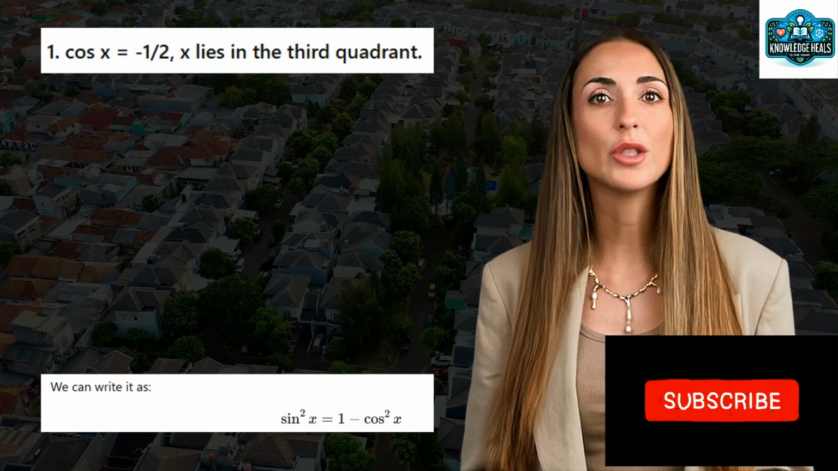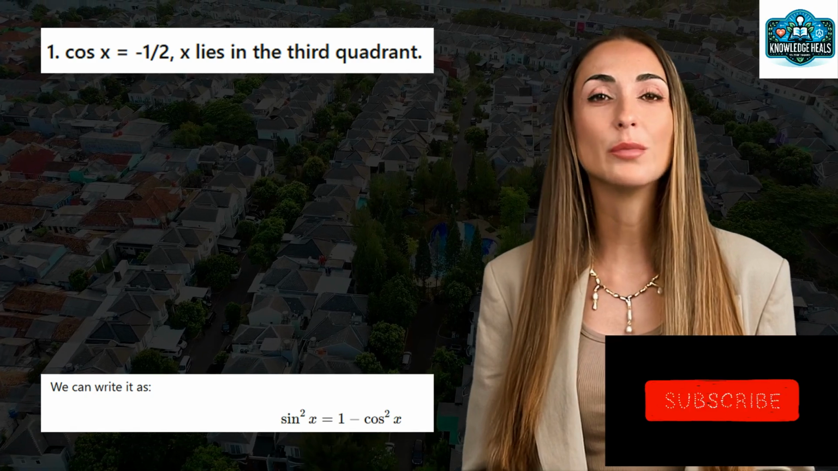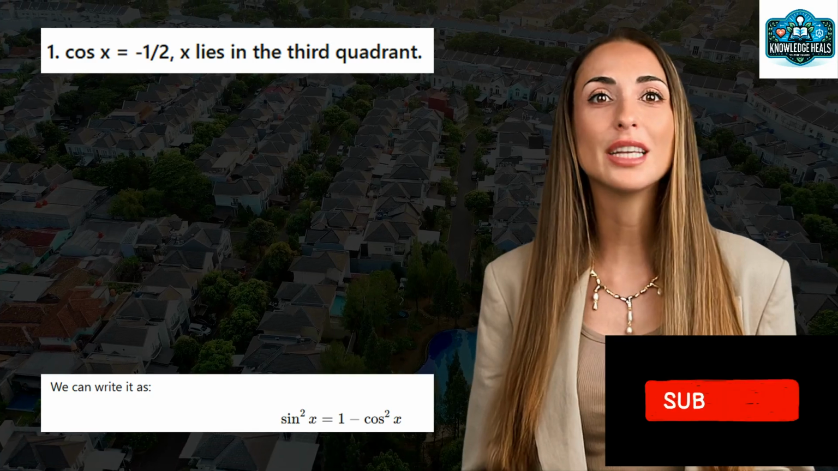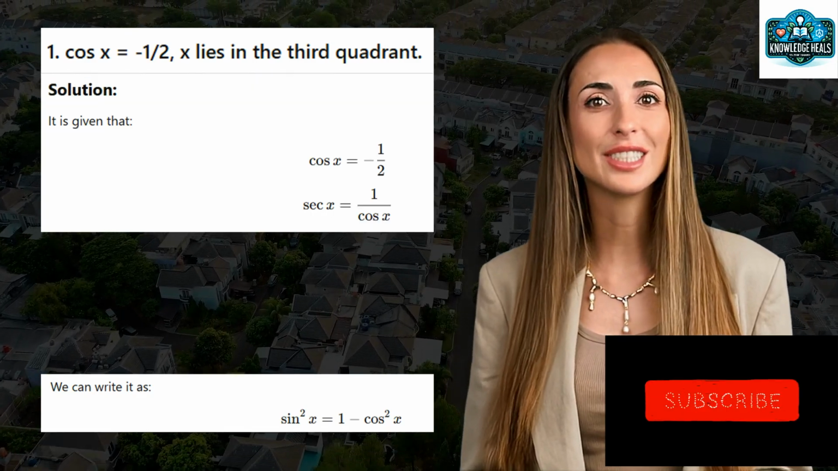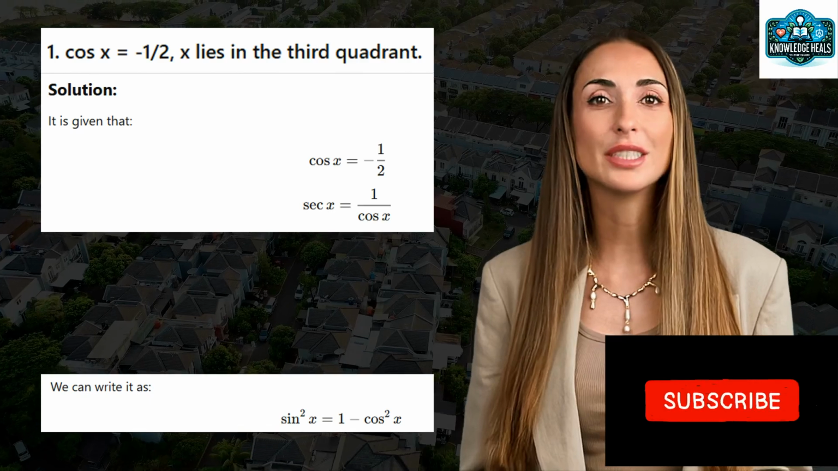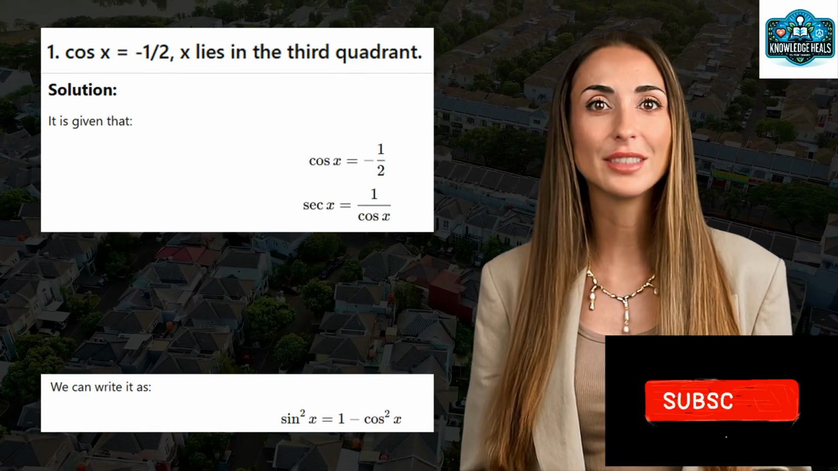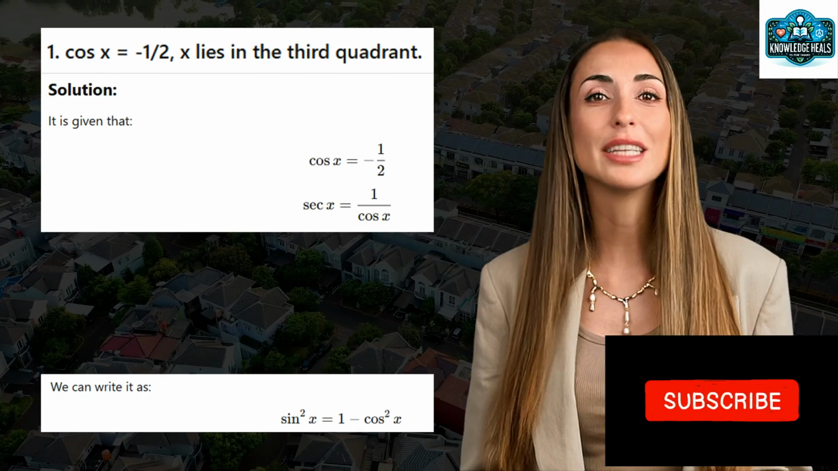Now let's move on to our first question, that is cos x is equal to minus 1 by 2 where x lies in the third quadrant. Here we have to find the value of the other 5 trigonometric functions. Let's see our solution. Here it is given that cos x equal to minus 1 by 2, and we know sec x equal to 1 by cos x. Now we substitute values in sec x, and it becomes minus 2.